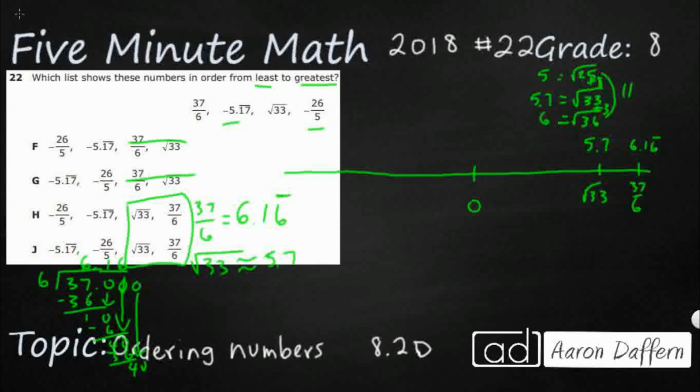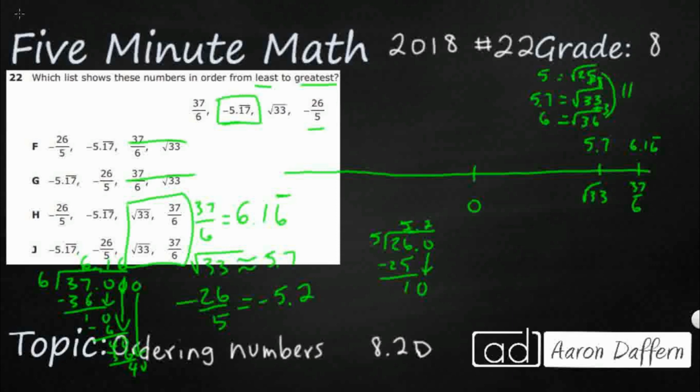So now let's go to my negative 26/5. That's easy. So negative 26/5, I'm just going to divide up, right? Let's divide that 5 into 26. That's going to be 5, 25, 1. All right, so that's going to be 5.2, but it is negative, so let's make it negative 5.2. Before I put that on there, though, let's check out my negative 5.17. It's already in a decimal, so I love that.